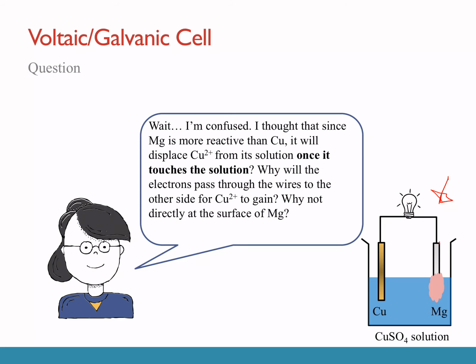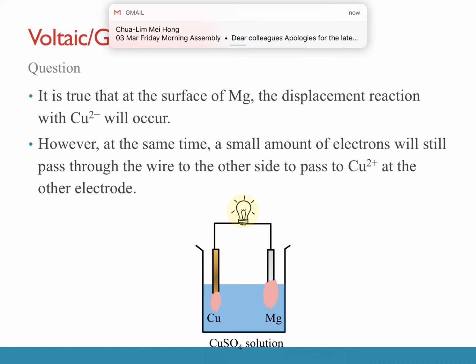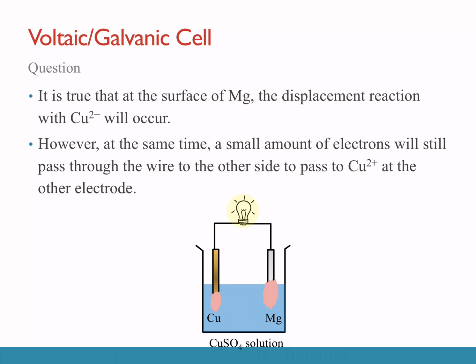Remember we learned before that a more reactive metal displaces the less reactive metal from the solution. So copper should be forming at magnesium here, and then the solution should get lighter in color, right? That's what we learned before in the metal reactivity series. I also showed you the video on it, right? So the answer is that it is true that at the surface of magnesium, the displacement reaction with copper 2+ ions will occur. But at the same time, a small amount of electrons will still pass through the wires to the other side to pass to copper 2+ at the other electrode.